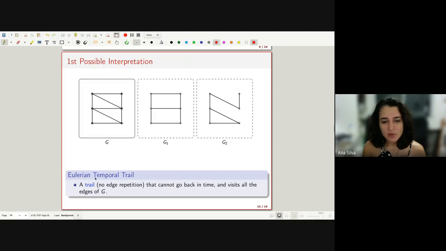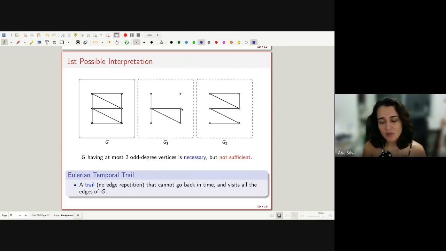And our first interpretation was the direct one. Let's just call an Eulerian temporal trail a trail, so no edge repetitions. I cannot go back in time, of course, and I visit all the edges. So for instance, in this graph there, this could be an Eulerian temporal trail, right? We start here, visit all these red edges, finish in this guy, and then we start in this guy and finish here. Okay, so an observation is that having at most 2 odd degree vertices is necessary, of course, because again, you cannot repeat edges in the intermediate vertices. So the intermediate vertices must have even degree.